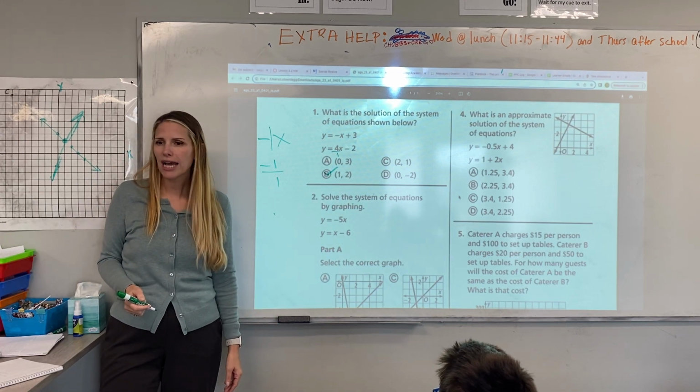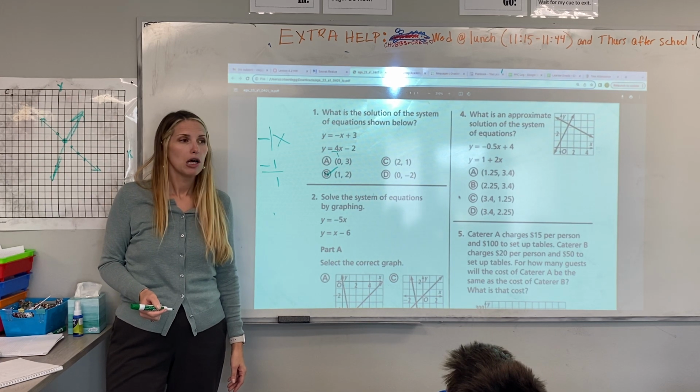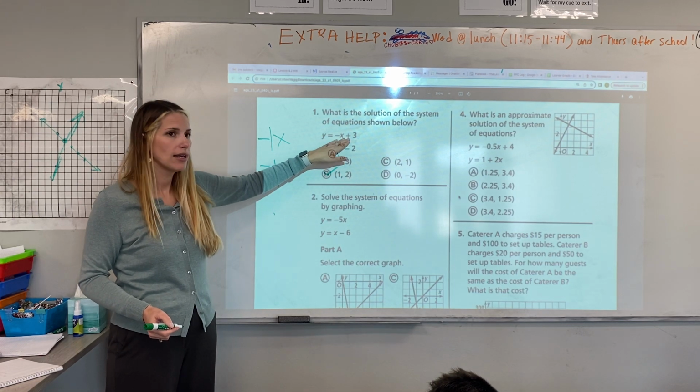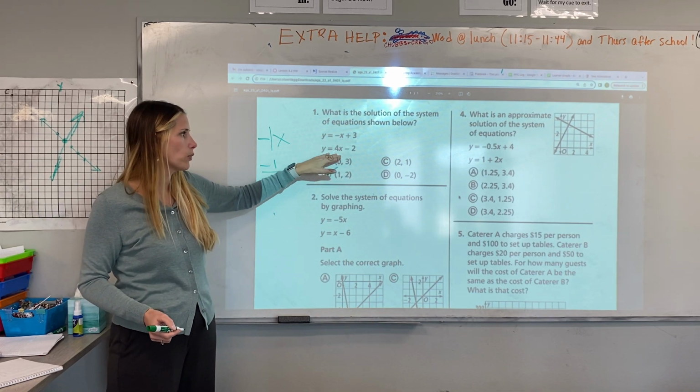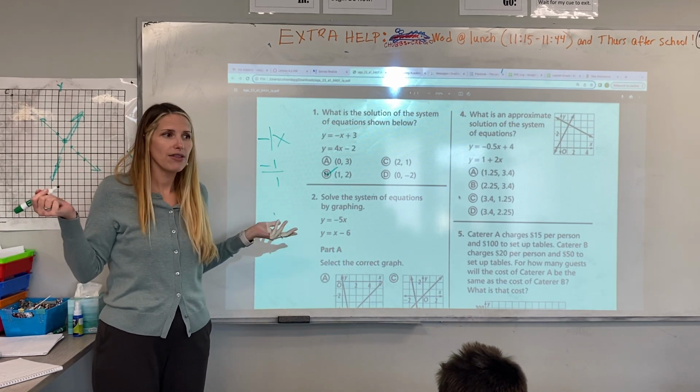If you wanted to check to make sure that's correct, what would you do? Check it. Plug this x and y value into this equation and also into this equation. Make sure the equation is true. And then you're done.